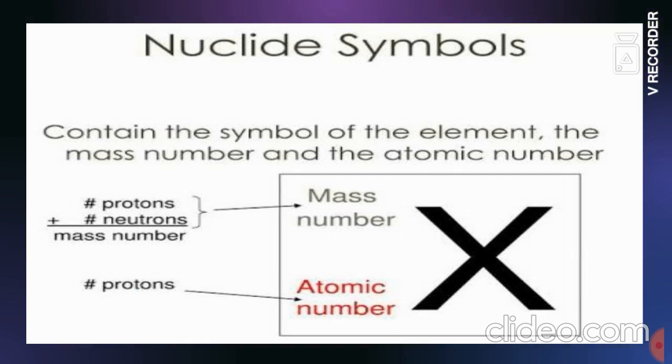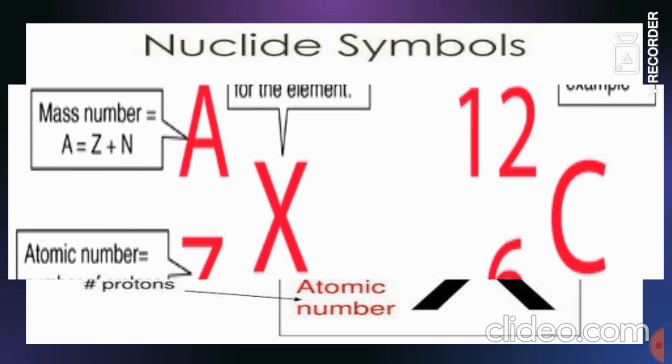The next topic is nuclide symbol. It is nothing but the symbol of the element with atomic number as the subscript and mass number as the superscript. So the mass number will be on the top, and at the bottom we will have the atomic number. So it contains the symbol of the element and the mass number and atomic number. And we know what is mass number and what is atomic number.